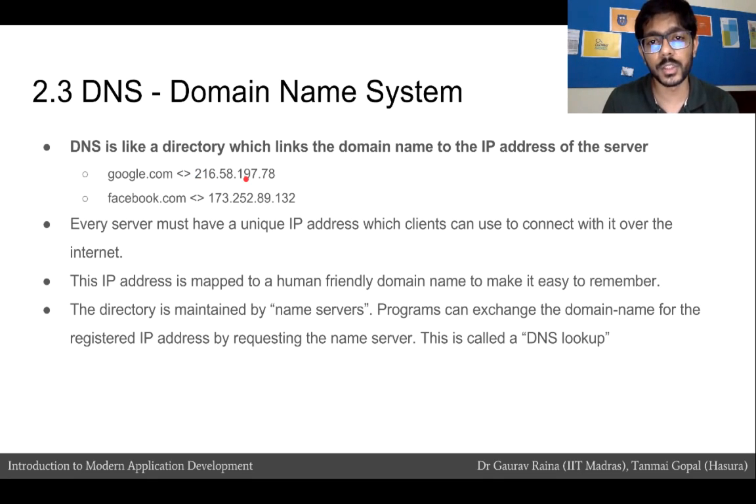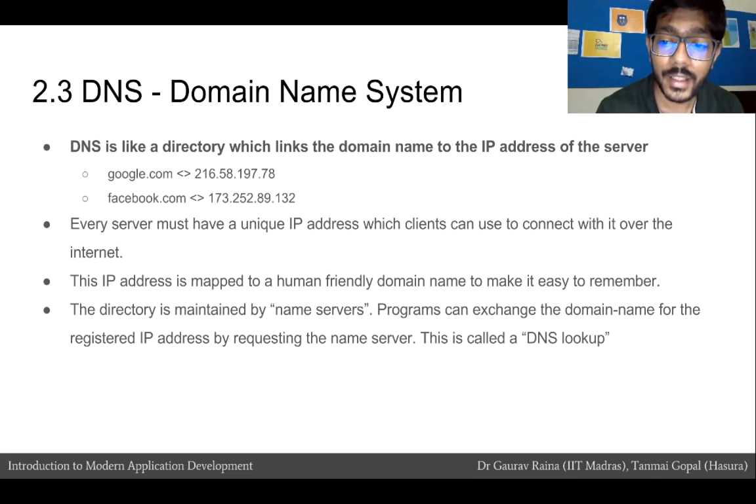Now, it would be very cumbersome for humans to try to remember this IP every time they wanted to do a Google search, which is why there exists a directory called the domain name system, which has human readable words which are separated by dots that are mapped to IP addresses. So, for example, google.com has the IP address 216.58.197.79. Facebook.com has the IP address 173.252.89.132. This directory is maintained globally.